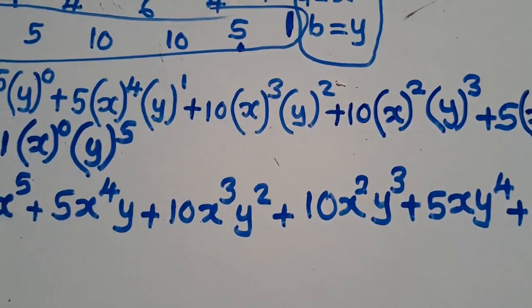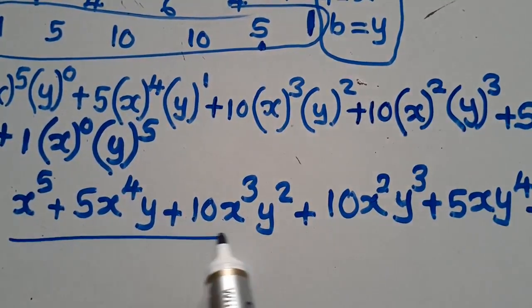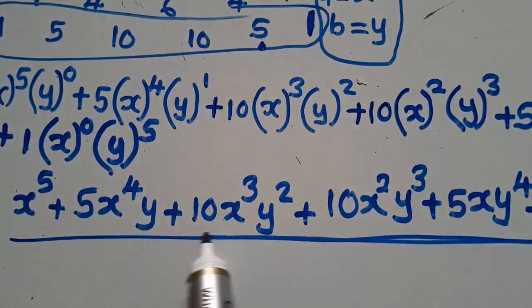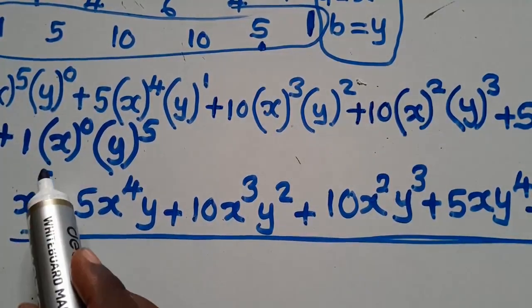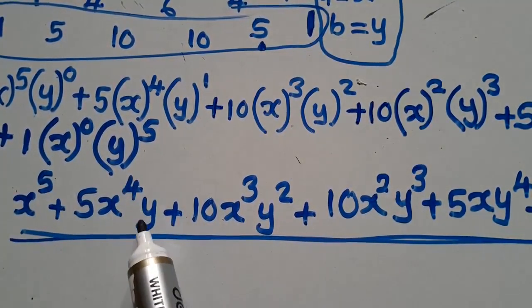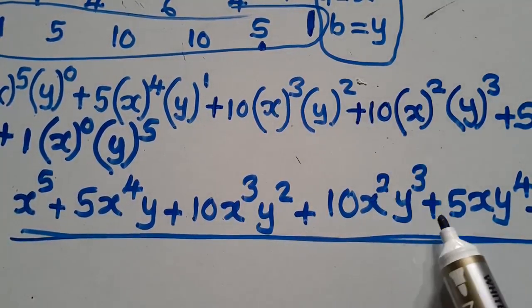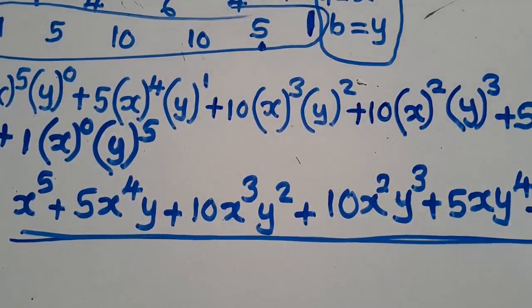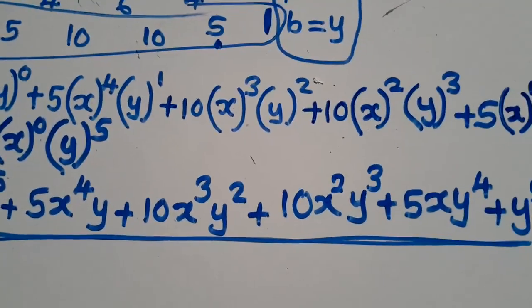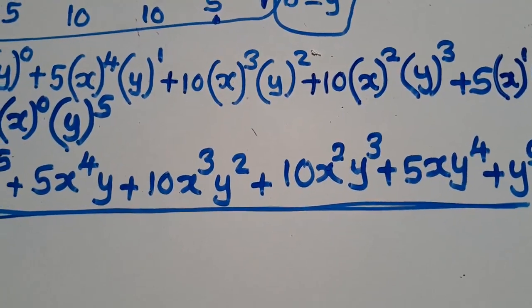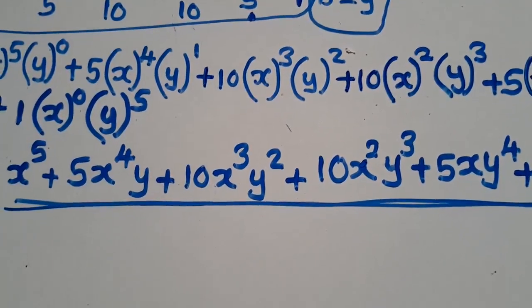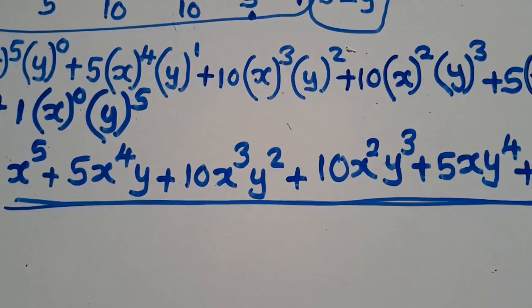This is the answer that I found, the one you are supposed to know: x power 5 plus 5x^4y plus 10x^3y^2 plus 10x^2y^3 plus 5xy^4 plus y^5. I'm done, y^5 at the end. So this is how we expand using the binomial, using Pascal's triangle.